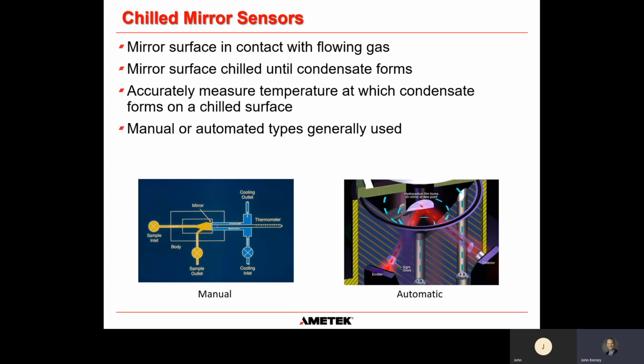In the case of the automatic version, as the dew is formed, the light beam that's bouncing on there will get diffracted and spread apart. And you're reading the temperature of the mirror at which that occurs. In the manual device, you're looking at a thermometer. In the automatic device, the temperature of the mirror itself is being measured electronically. So fundamentally, in a chilled mirror device, a mirror is forming dew, and you're measuring the temperature of the mirror when that dew forms. So it's a very accurate device.